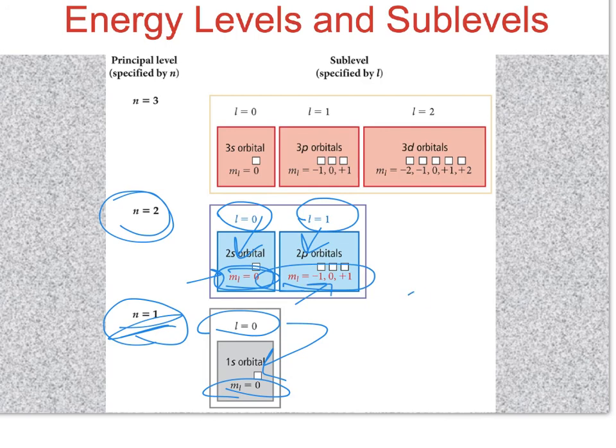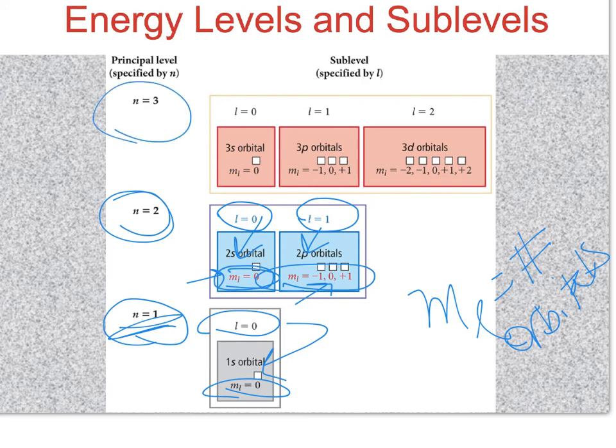So you can think of the m sub l as telling you the number of orbitals in a sublevel. And finally, energy level 3, the third period down on the periodic table, can have S sublevels, P sublevels, and D sublevels.